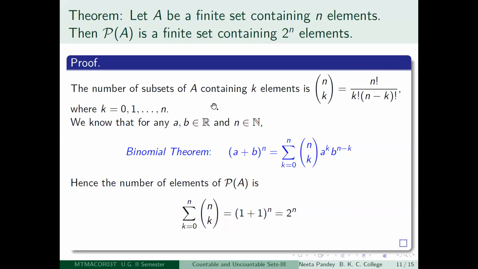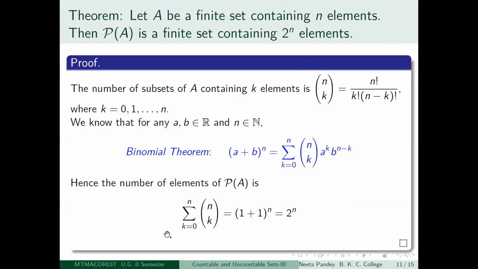So how many elements will the power set of A contain? It will contain the summation, k equal to 0 to n, of n choose k elements, because the power set is the set of all subsets of A. So it will have subsets containing 0 elements of A, 1 element of A, 2 elements of A, and so on till n elements of A. And how many for each k? If you want to know the number of subsets of A containing k elements, that is precisely n choose k, as we have said.